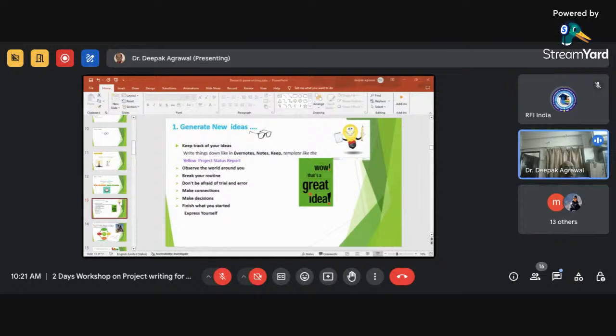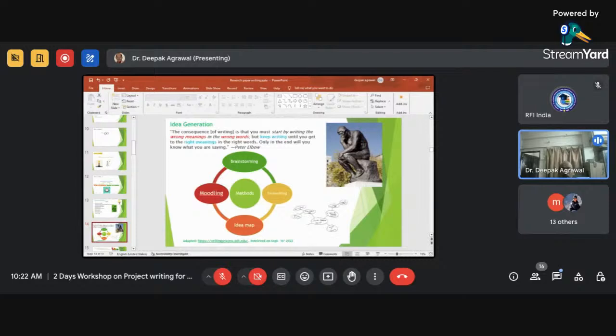Then after those things, try to make decisions, try to finalize things, and finish what you started. You start from scratch, you complete the loop and finish it, and think about whether this idea is effective for you and for the further development of the research paper. And finally, you should be capable enough to express yourself. Start by expressing first to yourself, and then you can proceed to the next step.